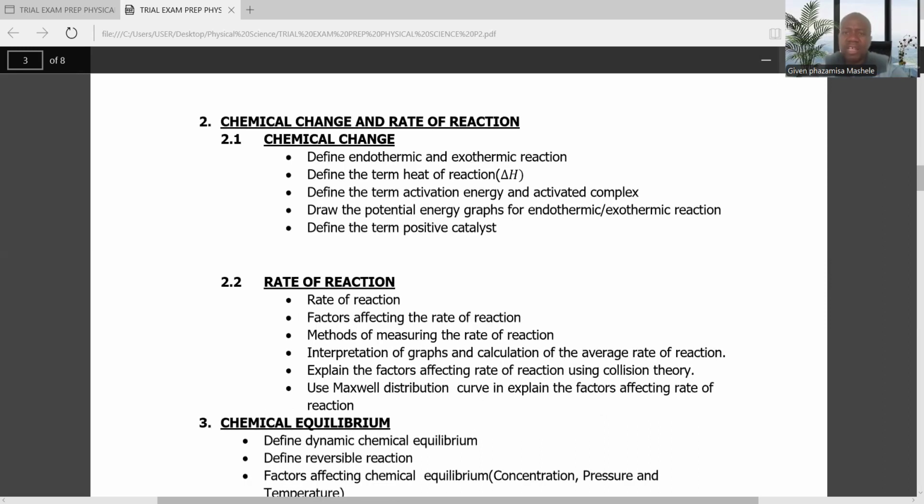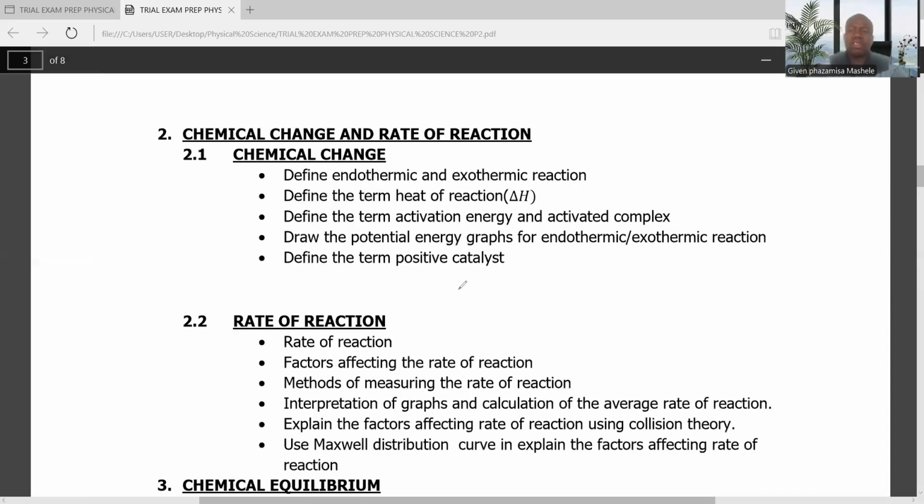Right, under chemical change, you need to be able to define what is an endothermic reaction and an exothermic reaction. So it's very important for you to be able to define the terms endothermic and exothermic. And also you need to be able to define the term heat of reaction, or in other words, the change in enthalpy.